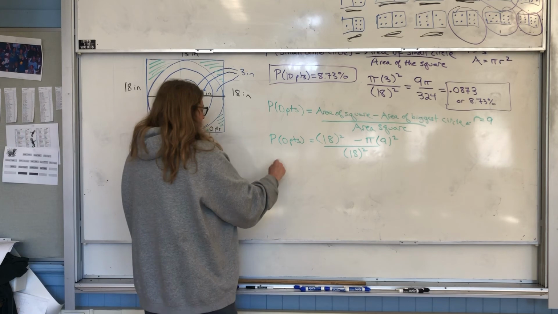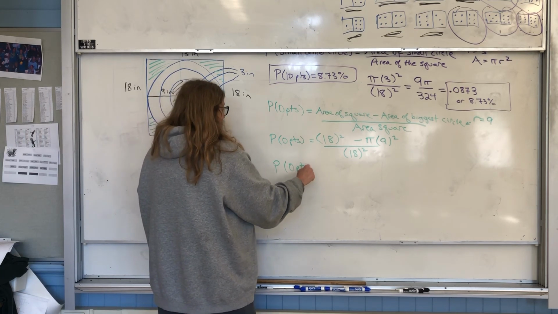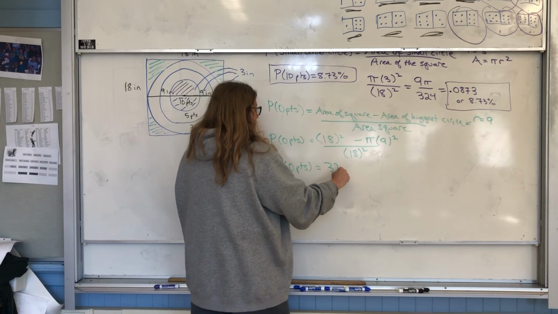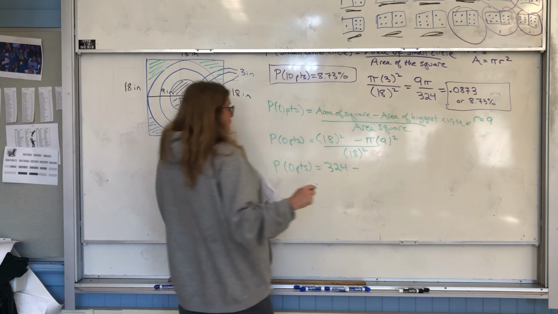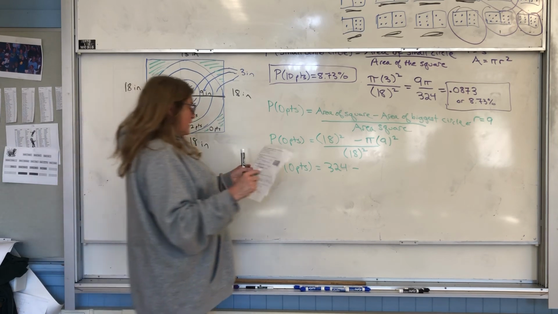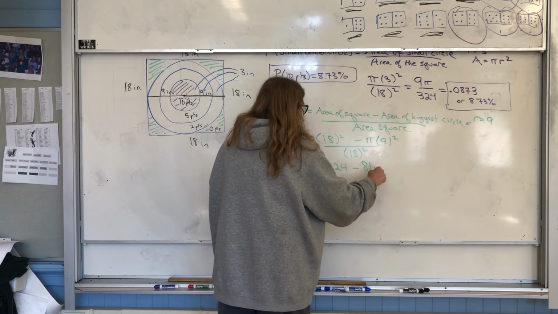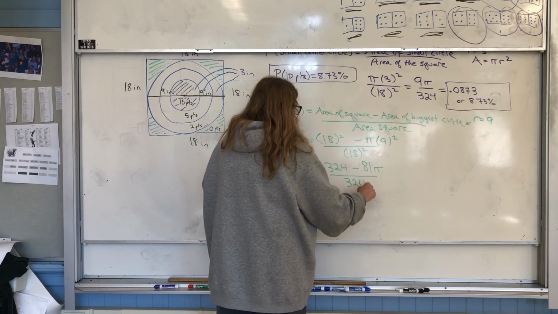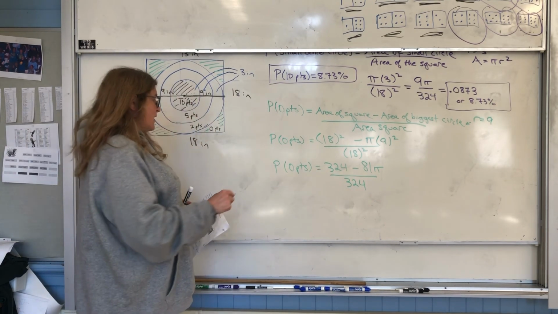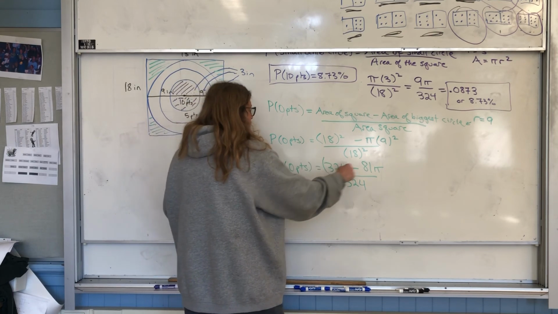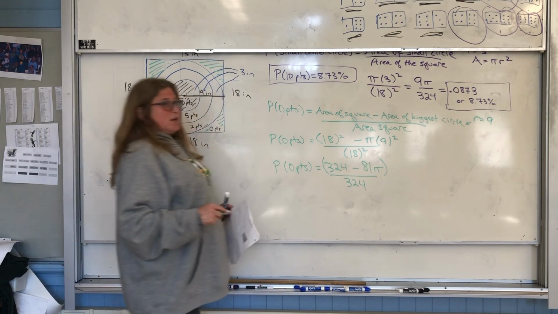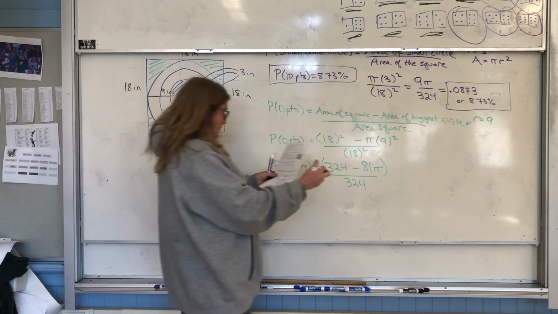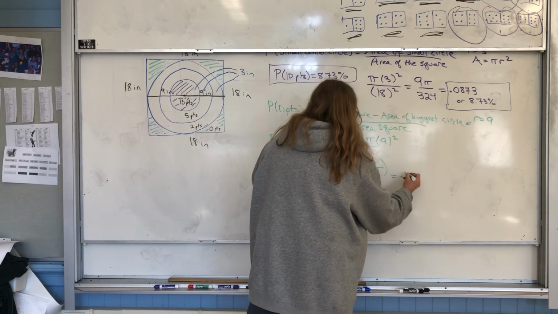Okay, let's simplify this then. 18 squared, we know up here, is 324. Now I do 324 minus 81 pi all over 324. And you can punch that into your calculator. When you do, make sure you've got parentheses on the top. So when I do that, I get 0.215.